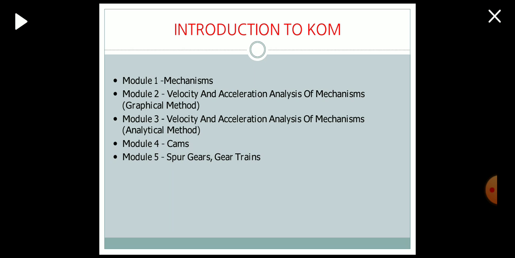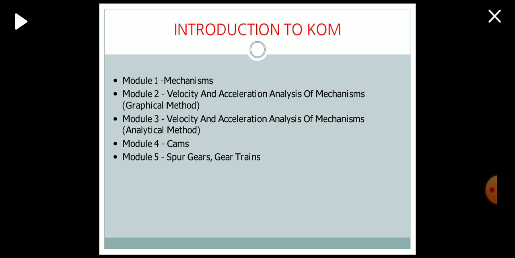In module 2, they have given velocity and acceleration analysis of mechanisms. Usually when a mechanism is working, it will have some velocity and some acceleration. We will study those by using the graphical method. That is, we will draw the mechanism as per the actual scale given. So we need instruments like protractor, scale, pencil, compass, etc. We need all these geometrical instruments to draw the various mechanisms. So we will draw the mechanisms and find the velocity and acceleration of the mechanisms.